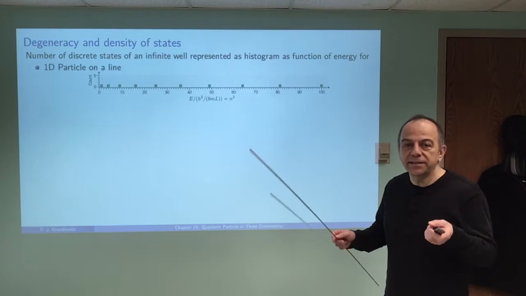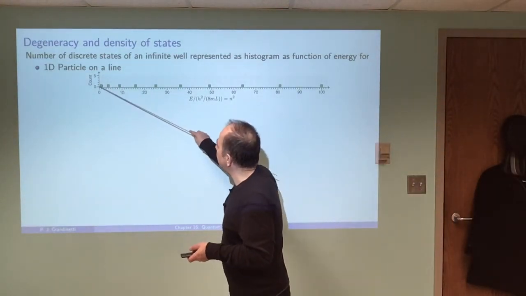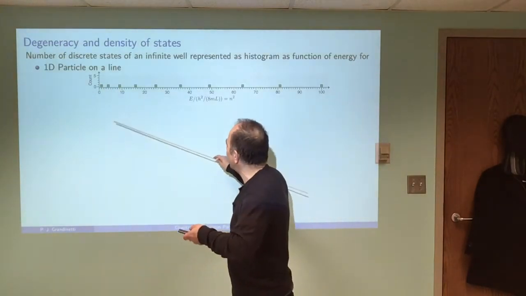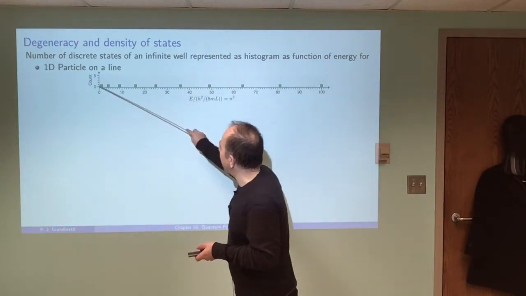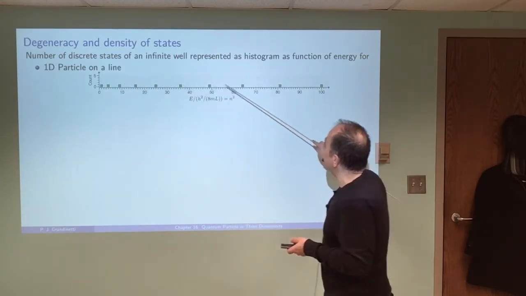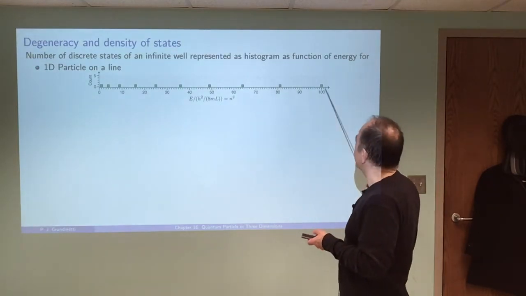So there's only one state for each n value. If I plotted those histograms, there'd only be a bin going up to a height of 1 for each one of those states. And for those n values, n equals 1, 2, 3, 4, you can see that the energy gap between those n's is getting bigger and bigger.